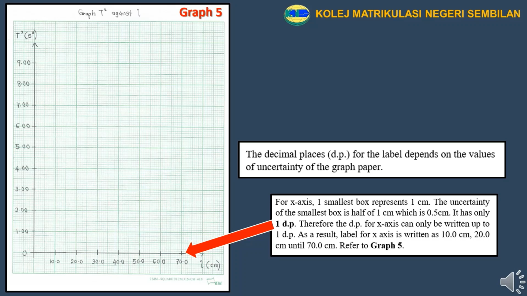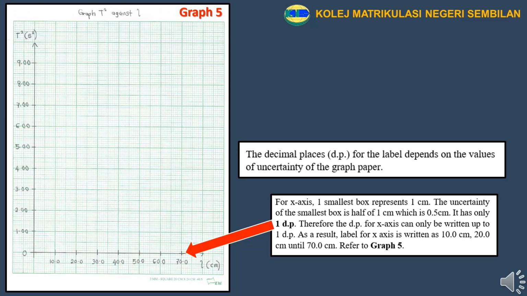The uncertainty of the smallest box is half of 1 cm, which is 0.5 cm. It has only one decimal place. Therefore, the decimal place for x-axis can only be written up to 1 decimal place. As a result, label for x-axis is written as 10.0 cm, 20.0 cm, until 70.0 cm.